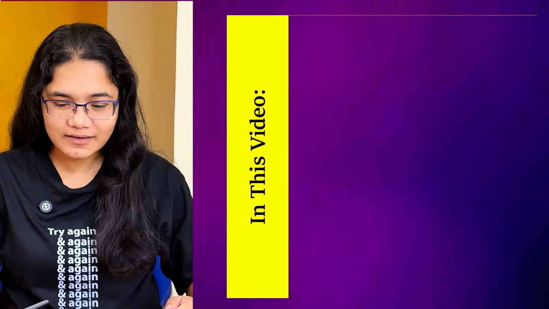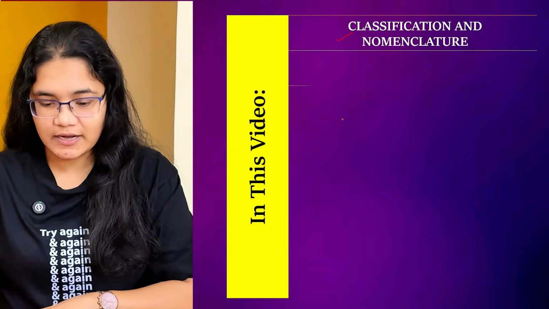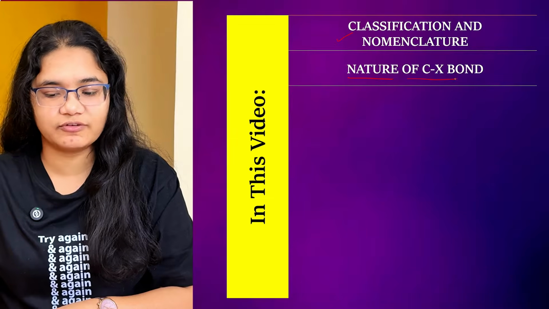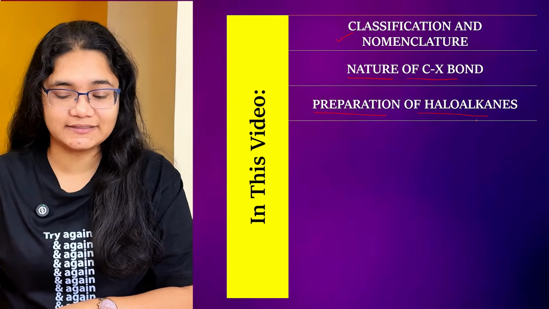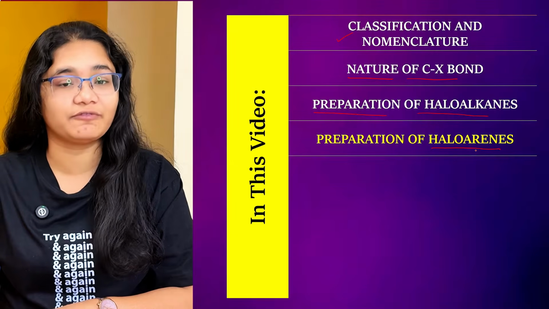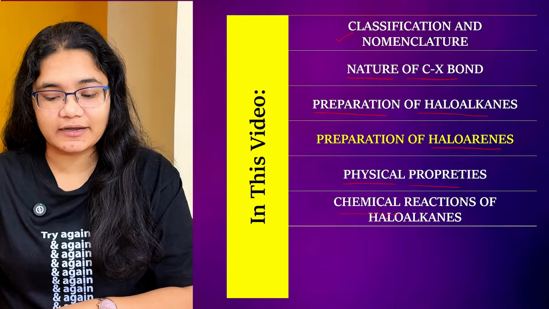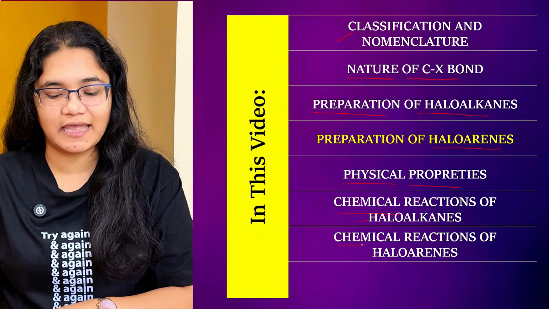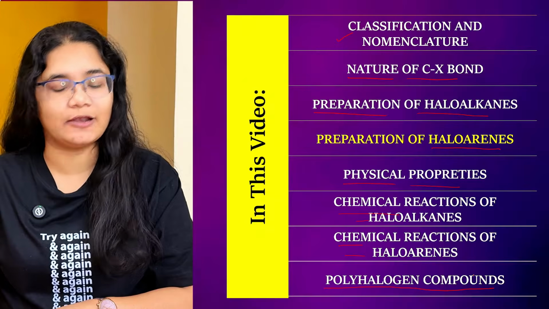So let's see what we have in today's class. First we will talk about classification and nomenclature. Next we will discuss the nature of the C-X bond. After that we'll talk about how we prepare haloalkanes. Next we'll talk about the preparation of haloarenes. After that we'll discuss the physical properties, chemical reactions of haloalkanes, and then chemical reactions of haloarenes, and lastly we'll talk about polyhalogen compounds.